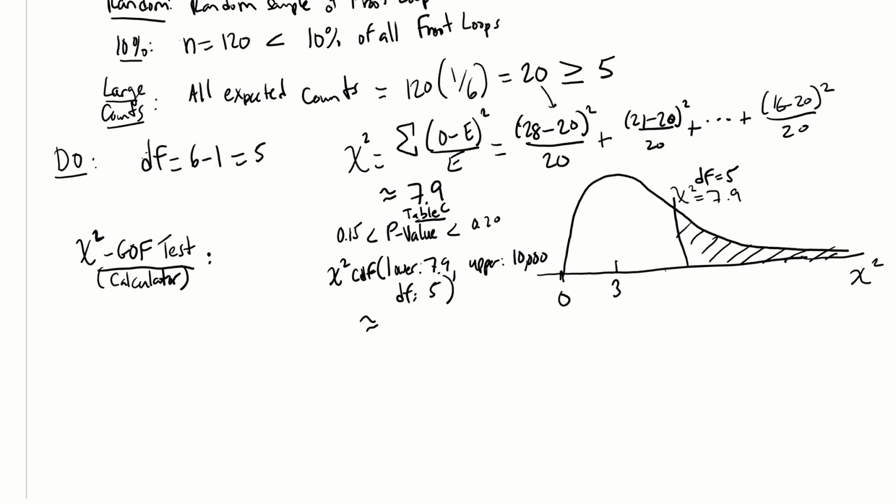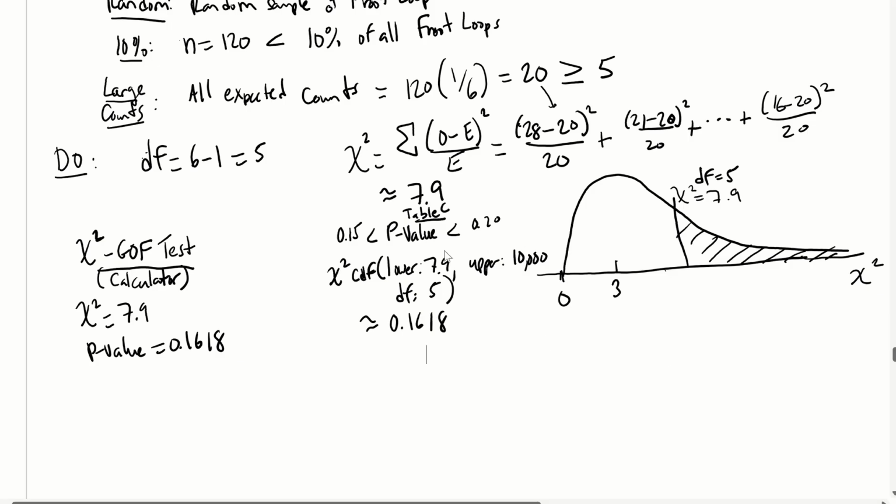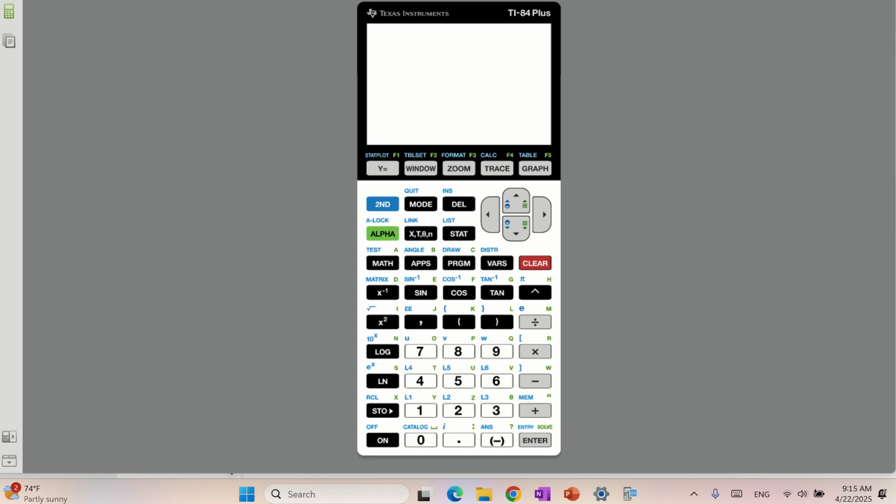Now, if you did the chi-square goodness of fit test on the calculator, we would get a chi-square of 7.9, and we would get a p-value of 0.1618. This is about the same as well. We're going to show you both of these just to see how they compare. So let's go ahead and do the chi-squared CDF.